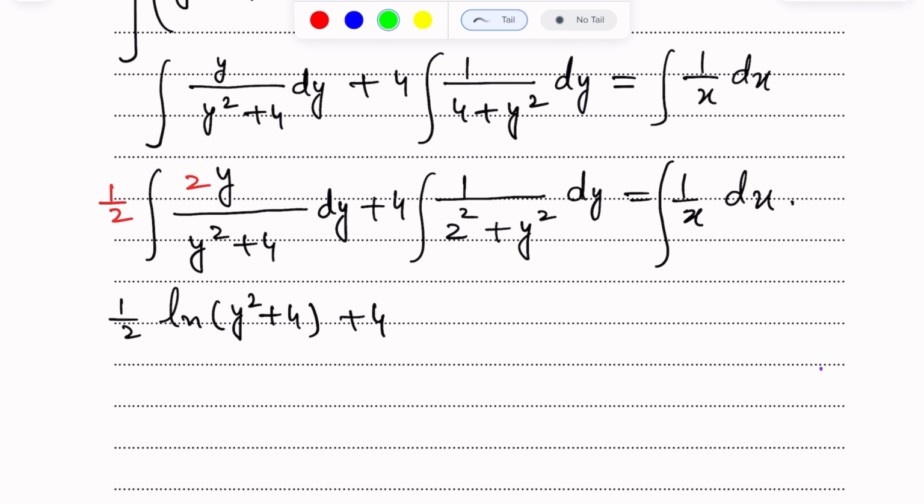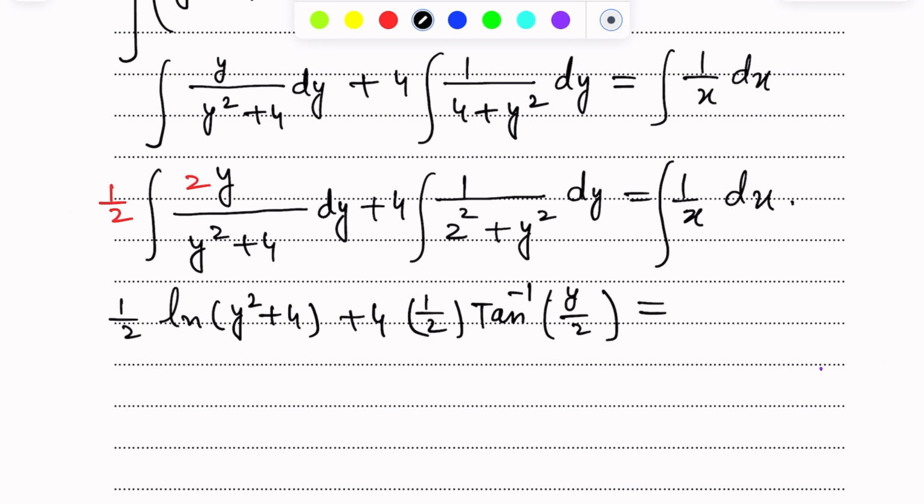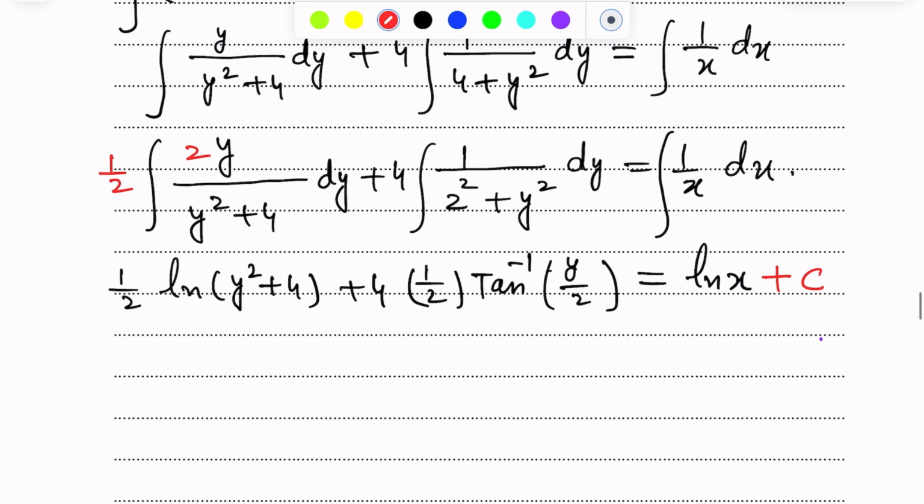Next integral will be integrated by using the other formula which I have written here, plus 4 1 over a tan inverse x over a. Here the variable is y, so we will write y over 2. On the right hand side, integration of 1 over x is log x plus c. This c is a constant of integration.